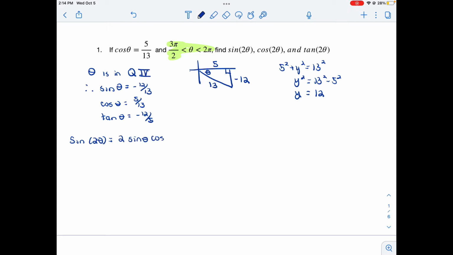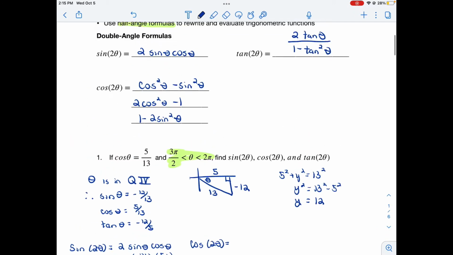So what I'm going to do is figure out my sine of 2 theta by doing my double angle formula, which is 2 sine theta cosine theta. Now I'm going to plug in the information I figured out. Well, we know that sine of theta is negative 12 over 13 and cosine of theta is 5 over 13. Multiplying this all together, 2 times negative 12 times 5 will give us a negative 120, and 13 times 13 is 169. So my answer for sine of 2 theta is negative 120 over 169.